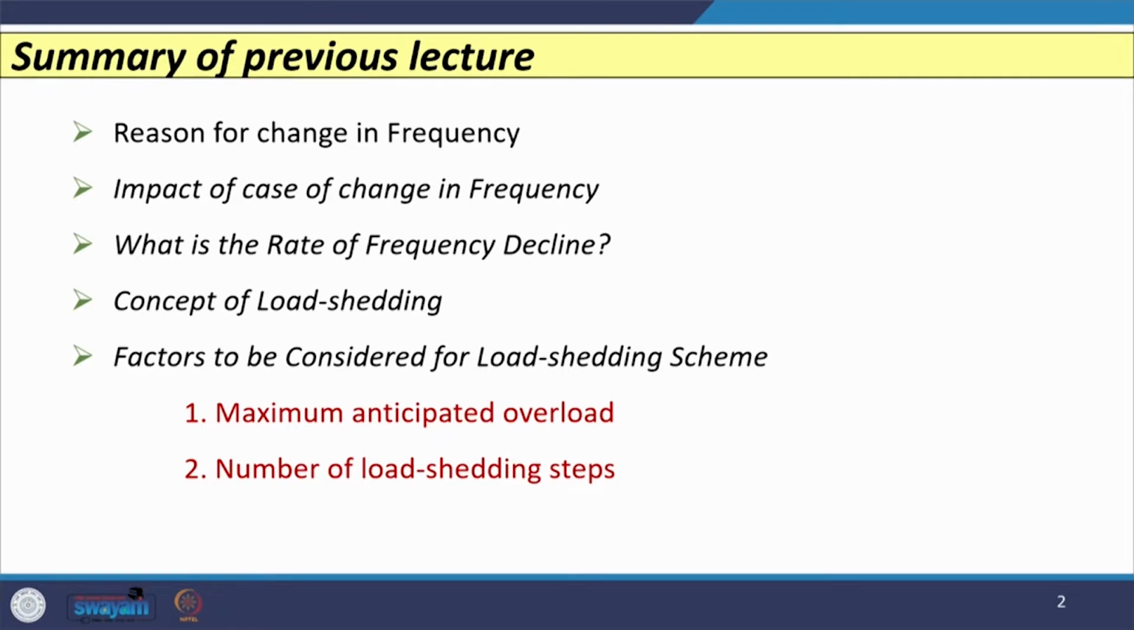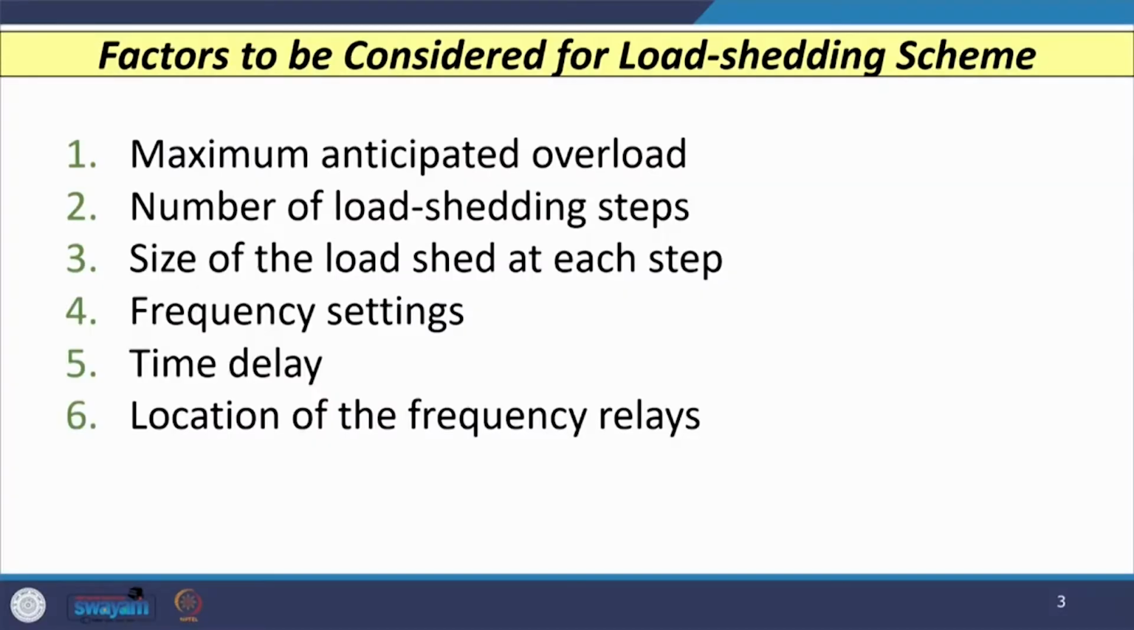And we have discussed in this the concept of natural load shedding, and after that we have seen that if I want to design an intelligent load shedding scheme, then what are the factors to be considered, and there are 6 factors which we need to consider, and out of that we have discussed the first 2 factors. The first one is the maximum anticipated overload, and the second is the number of load shedding steps, and in this we have seen that most of the utilities use 3 steps when any load shedding scheme is designed.